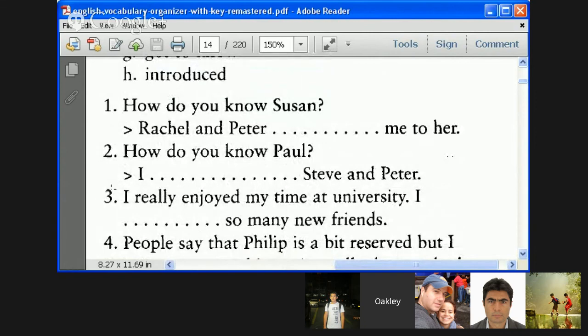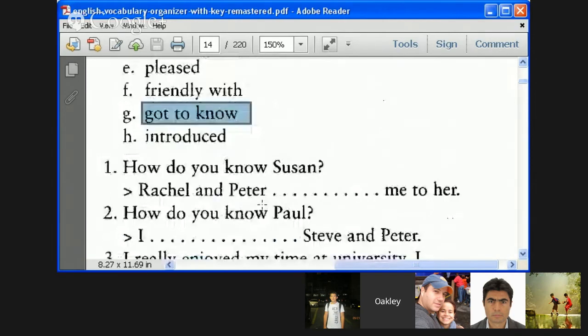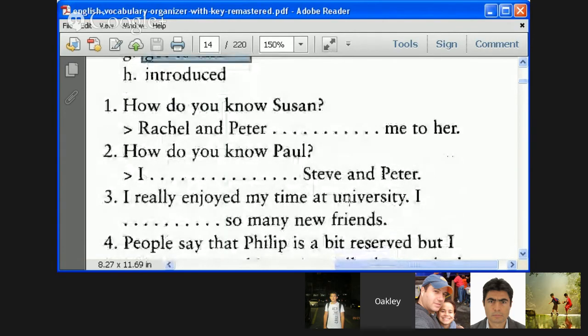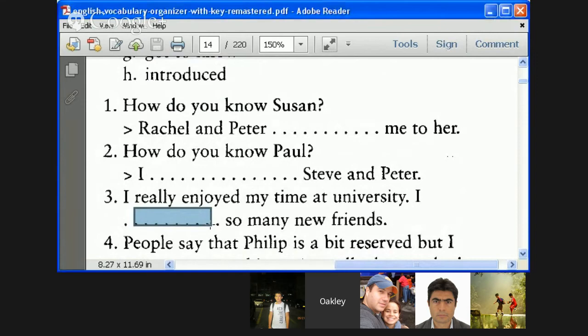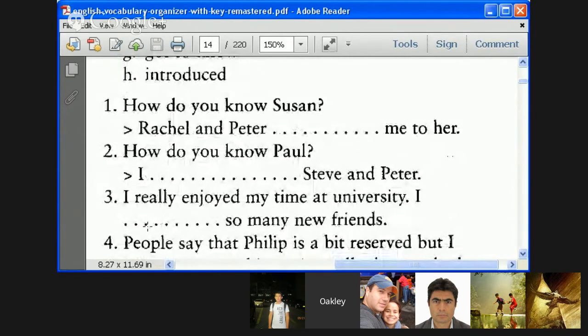Demijan, number 3. I really enjoyed my time at university. I got to know so many new friends. Oh, very good. I got to know so many friends, that's not wrong. Some of these answers have more than one possibility. Your answer's not wrong. I got to know so many friends would be normal. But also, I made so many new friends.